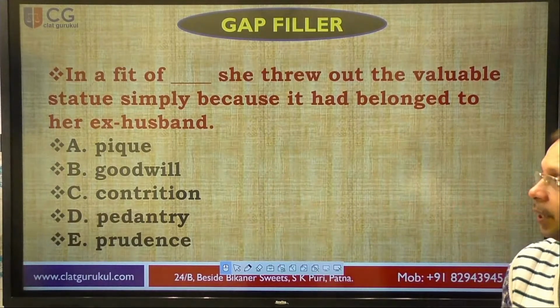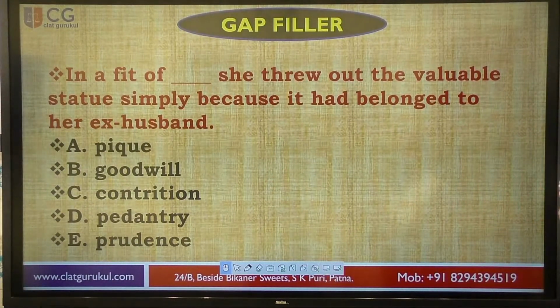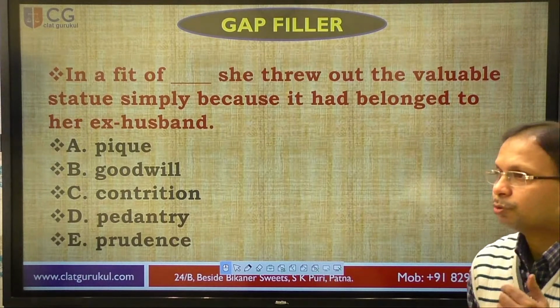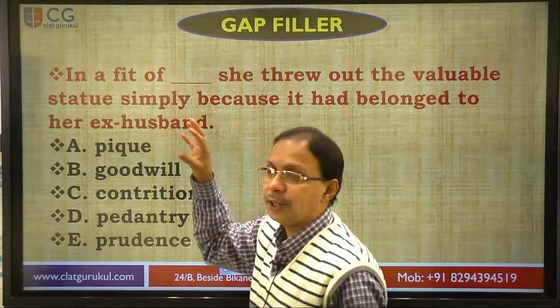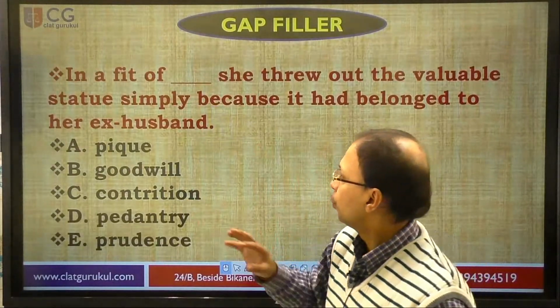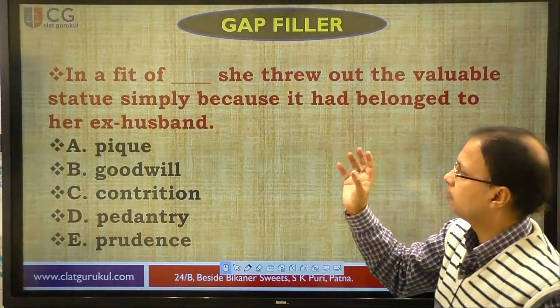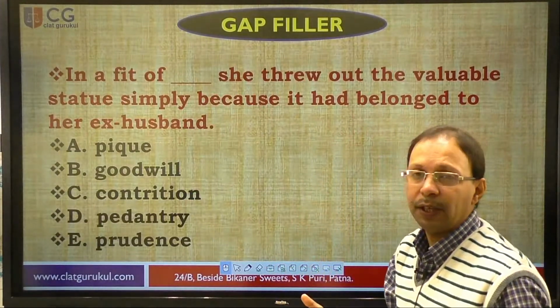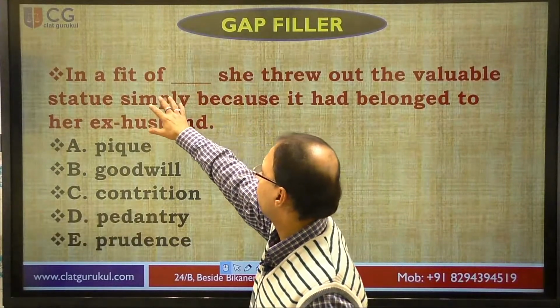So in this particular sentence, in a fit of dash, she threw out the valuable statue simply because it had belonged to her ex-husband. Okay, now you think. It should be in a fit of. This blank requires a negative word. In a fit of dash, she threw out. As she threw out something valuable, a statue, definitely she got angry. It is quite explicit from this particular sentence, in a fit of.